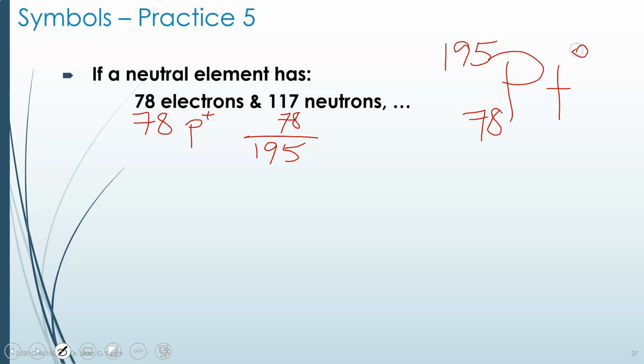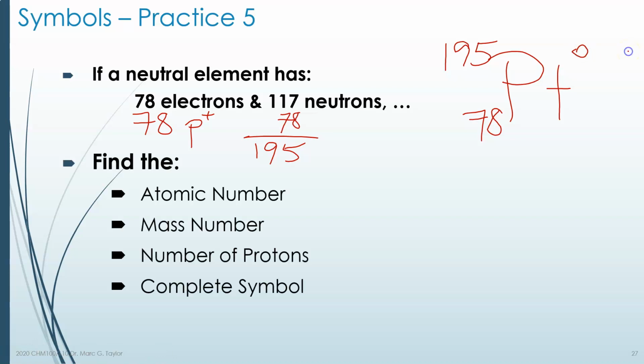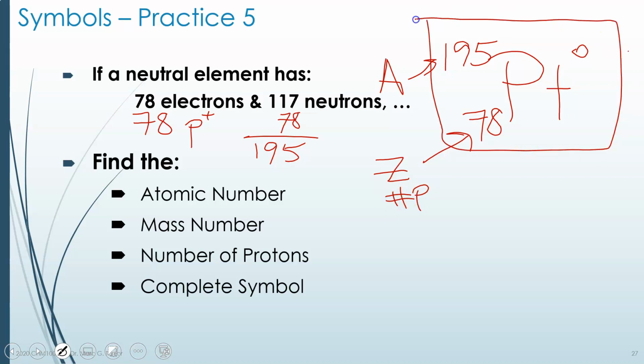So we have everything here. What are we asked for? Well, the atomic number, that's right there. That's our Z. Our mass number is right there. Our number of protons is the same thing as the atomic number, and the complete symbol is right here.